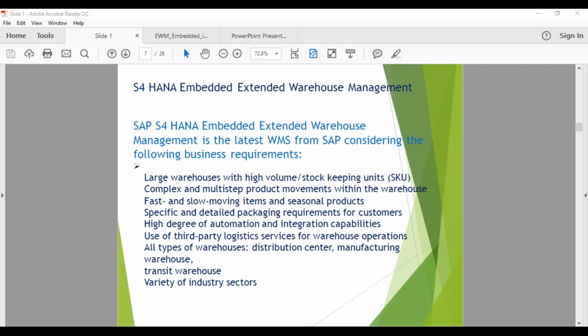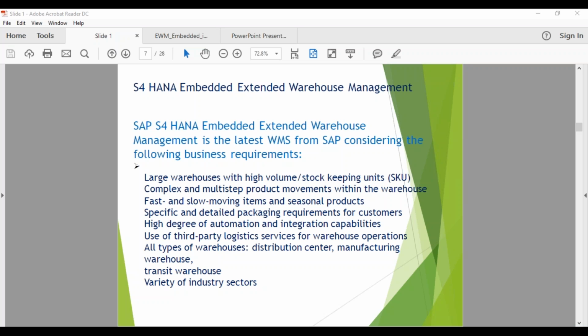And then, a high degree of automation and integration capabilities. Extended warehouse management itself is a highly automated system. Many of the transactions which the user has to do are all on one screen itself. Only there will he be able to execute a complete inbound delivery and the outbound delivery also. I'll show you in the system how we'll do that.